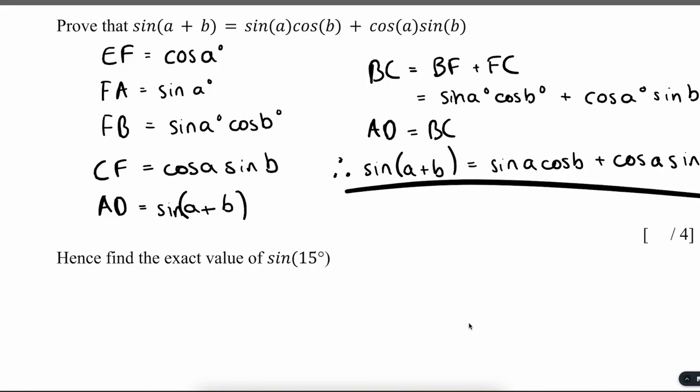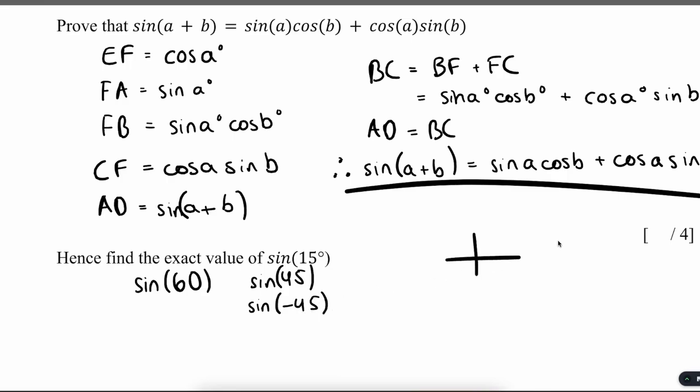Hence, find the exact value of sine 15 degrees. So to find sine 15 degrees, we use what we already know. We already know sine 60, and we already know sine 45. So I'm going to use those. But this exact equation here, A plus B, is adding them together. So we need to actually find sine of minus 45.